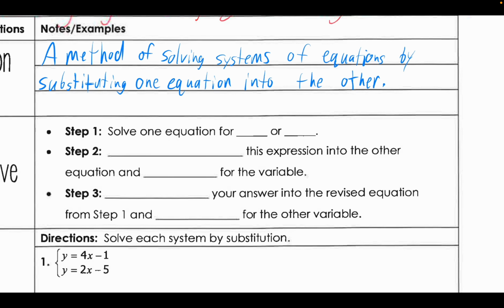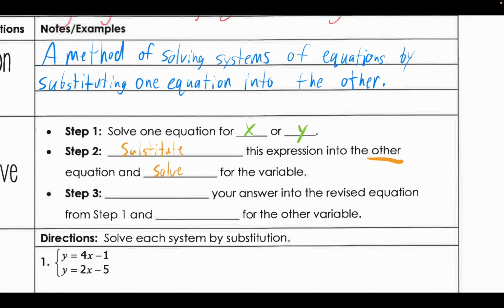So the first step is to solve one equation for x or y. Either one, it doesn't truly matter. We have our preference. Step 2 would be to substitute this expression into the other equation. Note the other equation is important there, and solve for the variable.